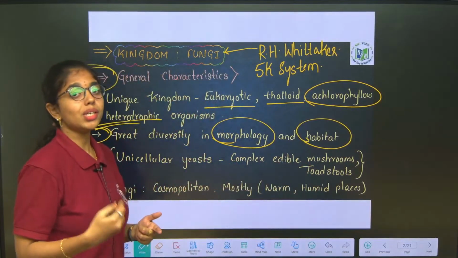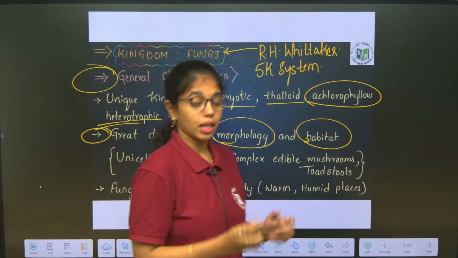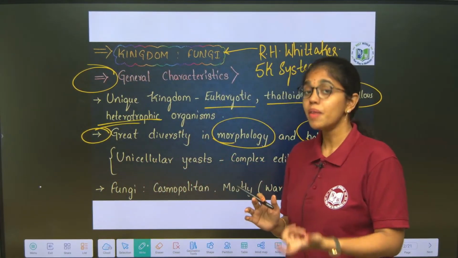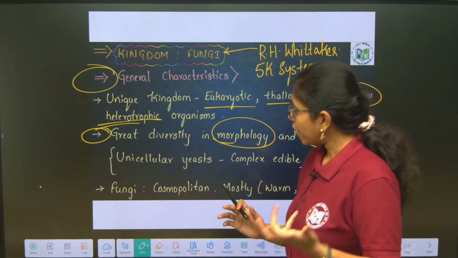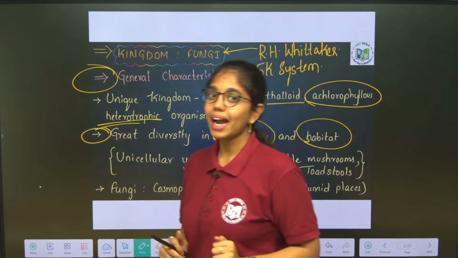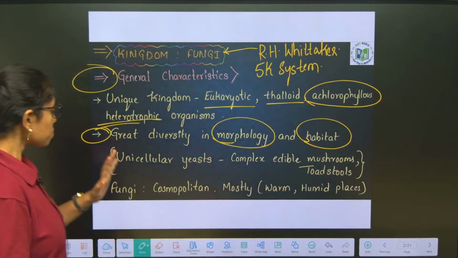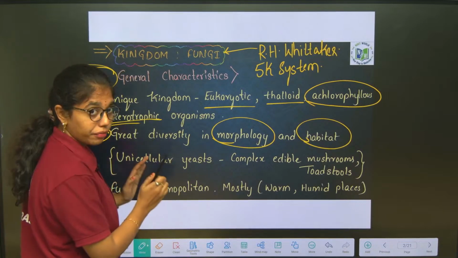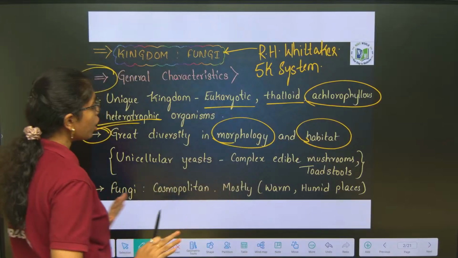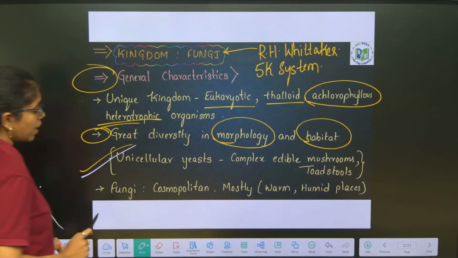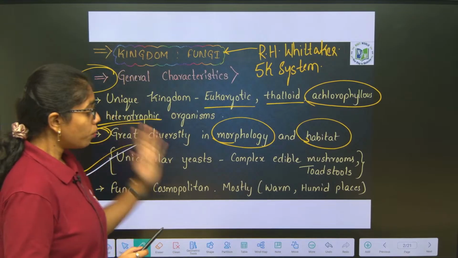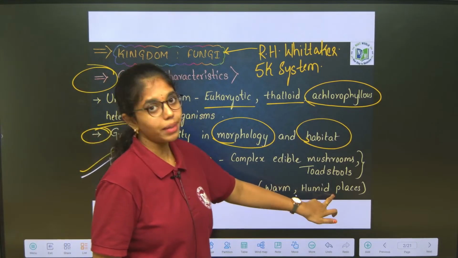If the question is with respect to metabolic diversity, which kingdom is highly metabolically diverse? Then our answer should be Monera. If the question is great diversity in morphology and habitat, then our answer should be fungi. Fungi can vary from unicellular yeast to complex edible mushrooms or toadstools. Remember that. Next, fungi are cosmopolitan in distribution. They are present everywhere, mostly in warm and humid places.